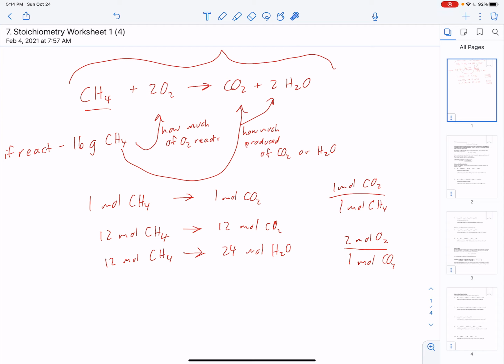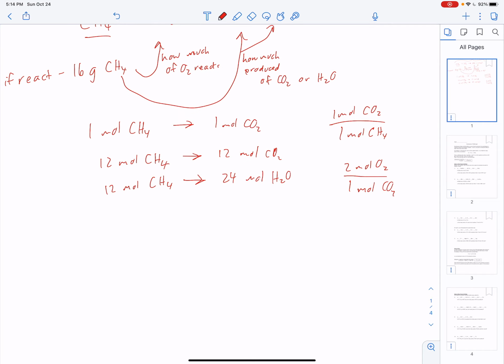Now, what you cannot do, unfortunately, is convert directly from grams of one substance to grams of another substance. So what you have to do instead is, if you have grams of something, like 16 grams of methane, and I want to turn that, let's say, into grams of water, so I'm trying to get to grams of water, there is no direct path from grams of CH4 to grams of water.